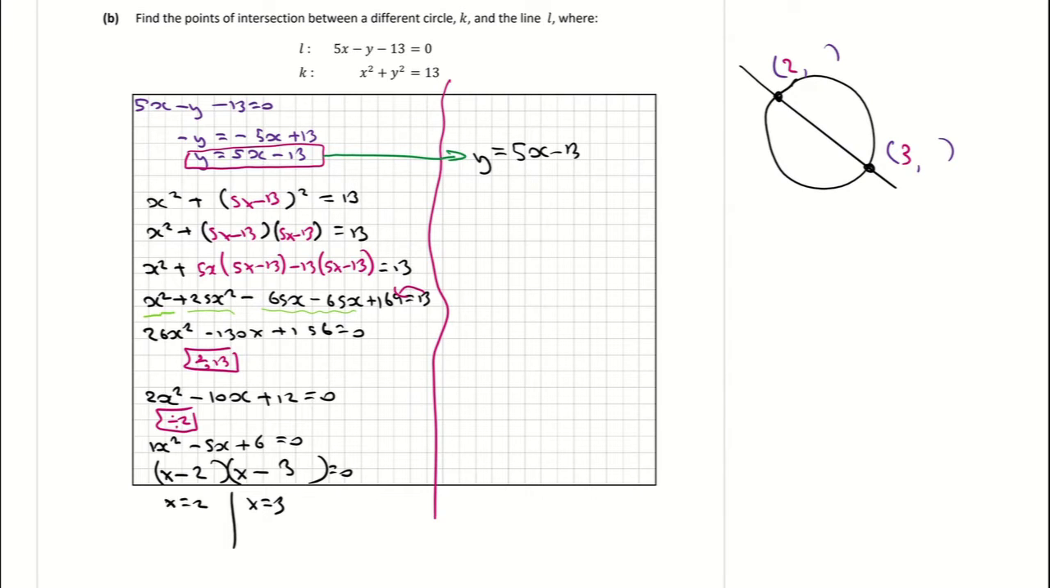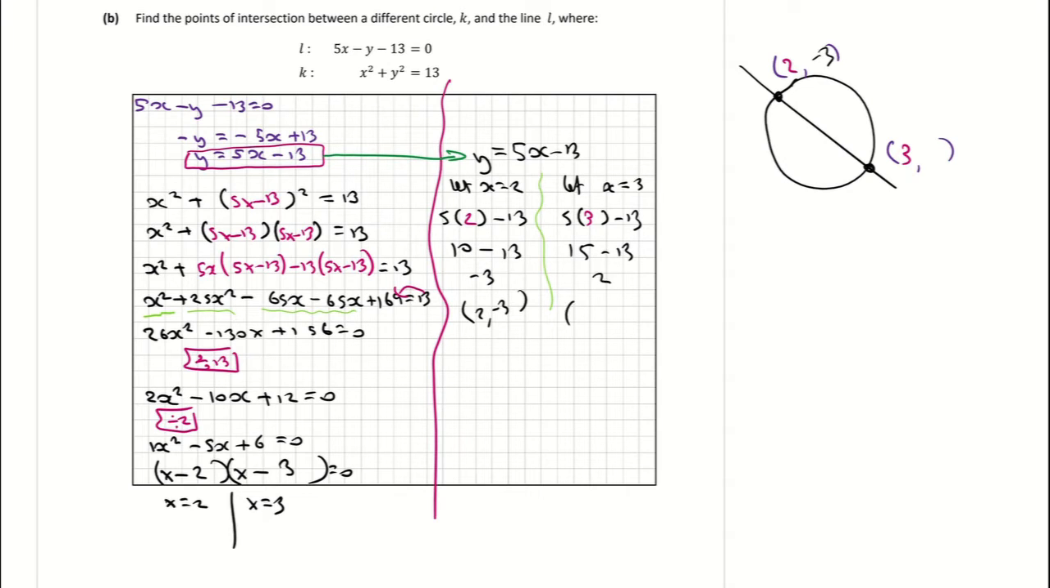All I do now is sub in my two values for x, so I'm doing it out twice basically. I'm going to sub in the 2 and I'm going to sub in the 3. So let x equals 2 and then let x equal 3. So I have 5 times 2 minus 13 and 5 times 3 minus 13. So subbing in my 2 and my 3, that's giving me 10 subtract 13, which is giving me negative 3. So that coordinate is 2 for x, minus 3 for y. And the second one is 15 subtract 13, which is 2. So the coordinates there is 3, 2.